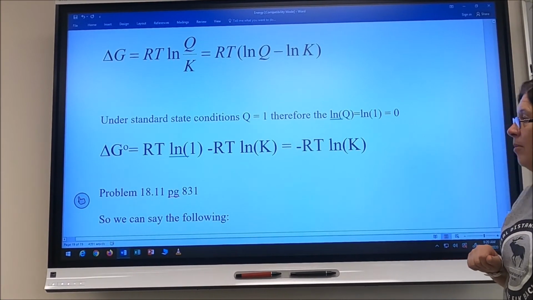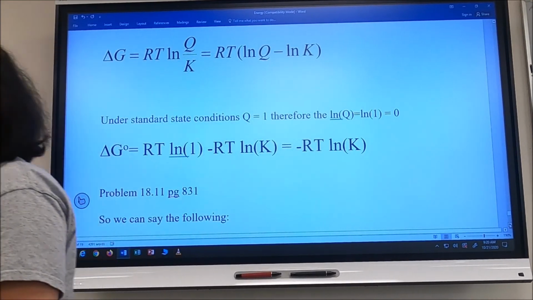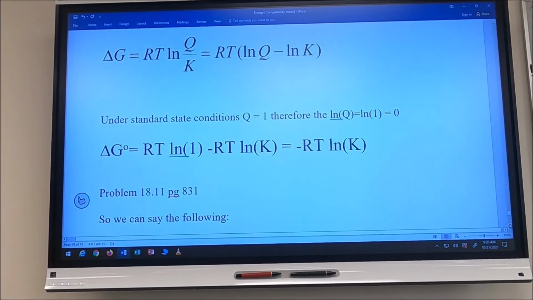So we're going to look at problem 18.11 on 831. Okay, so page 831.